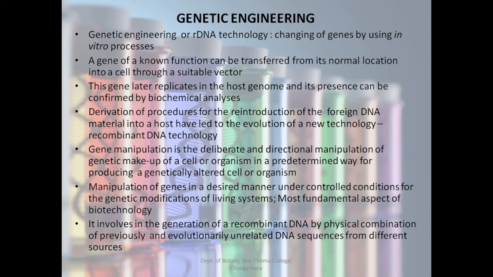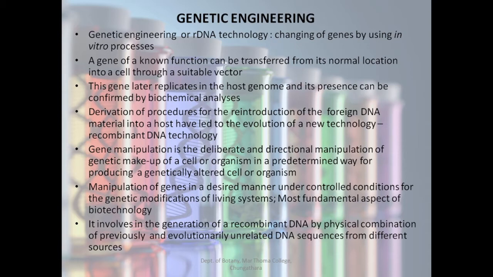Gene manipulation is the deliberate and directional manipulation. So here the genetic material or genetic makeup of the organism or of a single cell is changed in a predetermined way for producing a genetically altered cell or an organism. So finally what we get is a genetically modified organism, what is commonly known as a GMO.